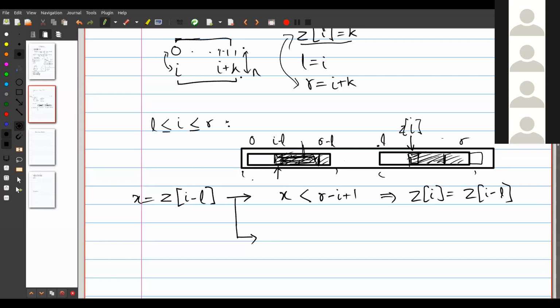So basically, if my z of I minus L, that is x, is less than r minus I plus 1, it means that any z of the string which is common lies before this point. So it lies somewhere till here. I guess it's getting a bit untidy, but if this was my original string, I have x values here which are common with x values. So that is what z of I minus L being less than r minus I plus 1 would mean.